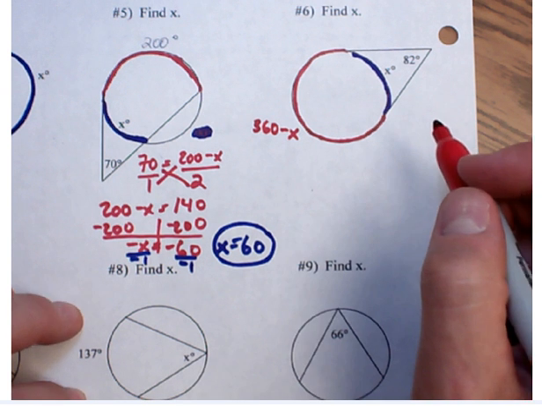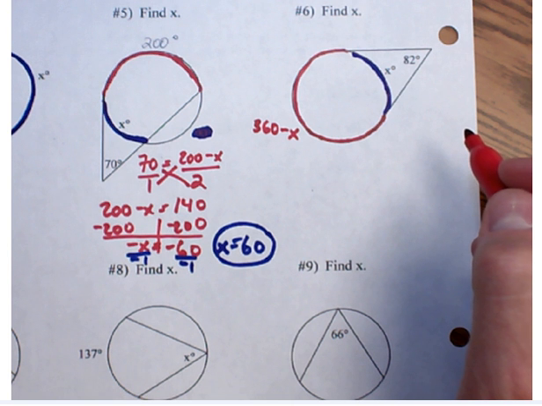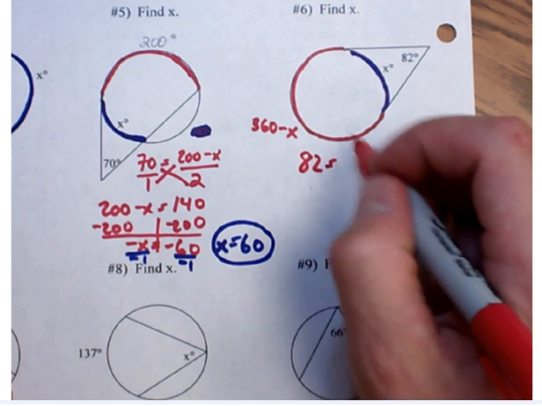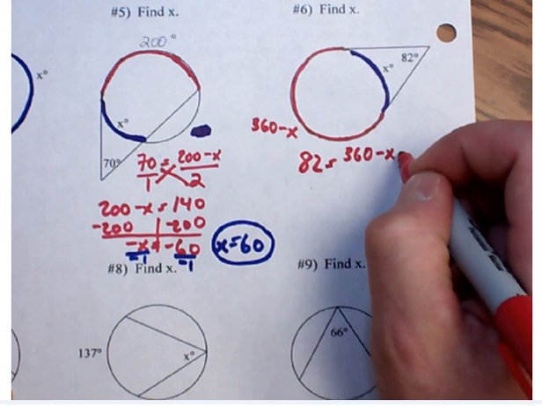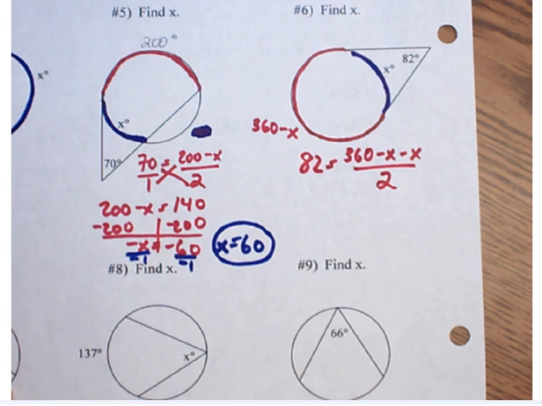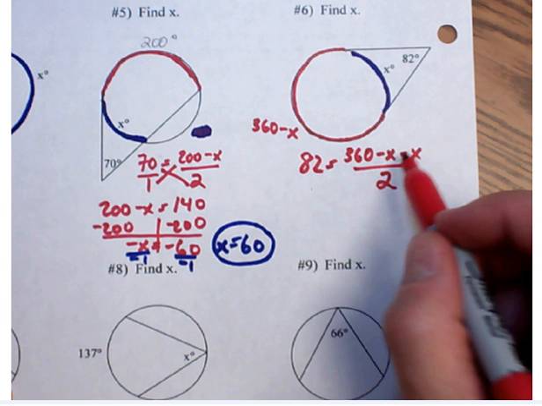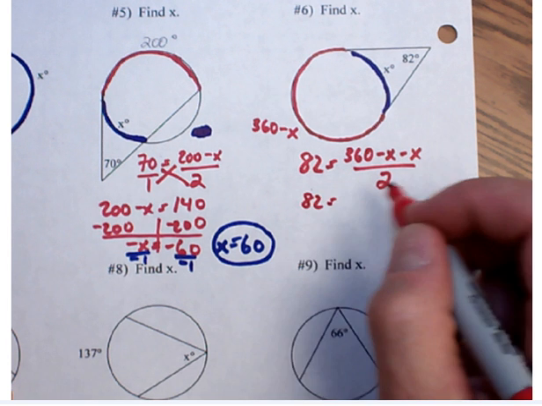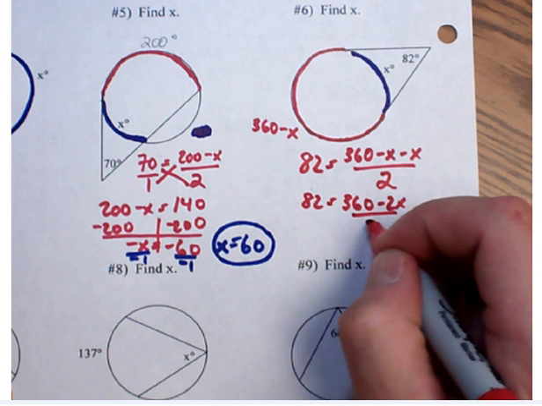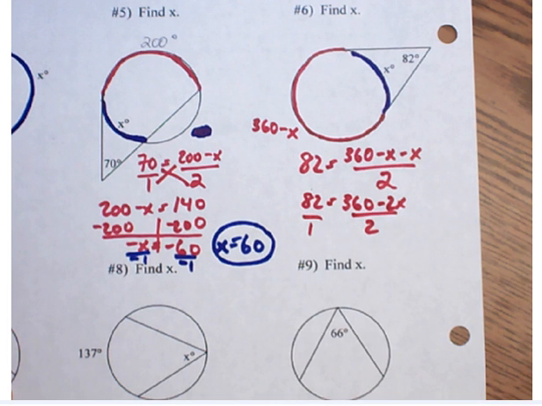All right, so if it's a central angle, it's the same. If it's on the circle, it's 1/2. If it's inside, then it's average. If the angle's on the outside, then it's big arc minus little over 2. The big arc is 360 minus x. The little arc is x. So I'm going to subtract these. I get 82 equals 360 minus 2x, over 2. Let's make this a proportion.